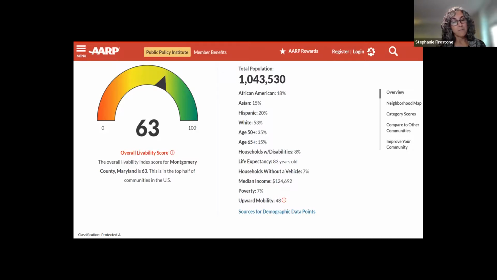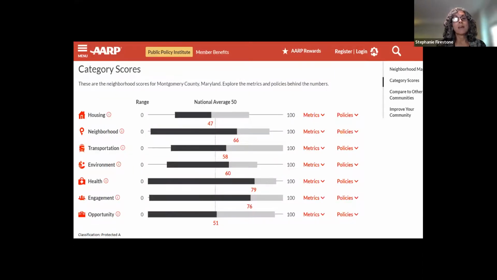Next slide, please. So it gives all of these categories. Now, this almost exactly overlaps the domains of age-friendly communities. It's 7 domains. And as you can see, there's a score for each of these different domains. So housing, neighborhood, transportation. And within each of those domains, you have 2 scores. One is for metric and one is for policy.